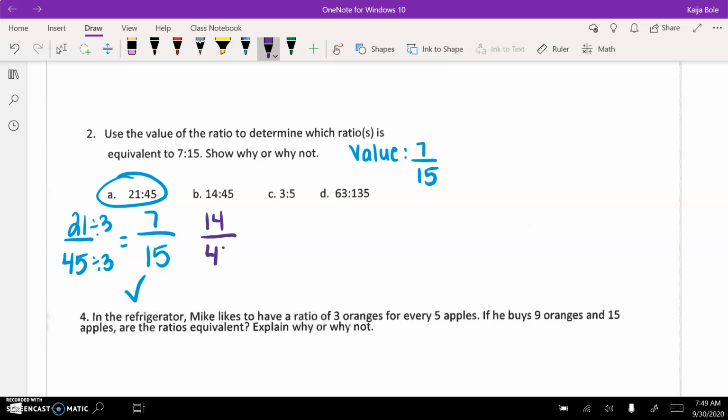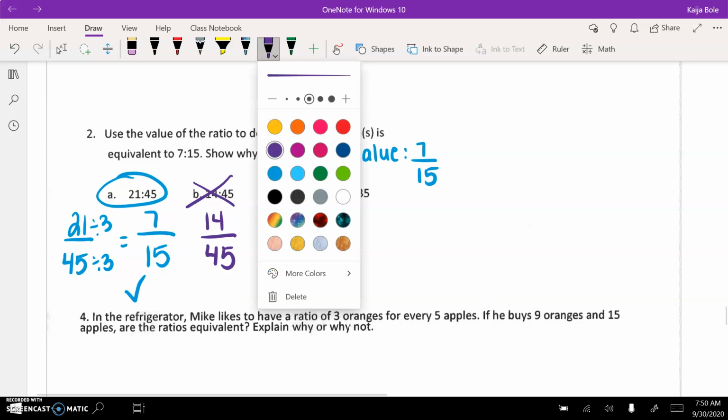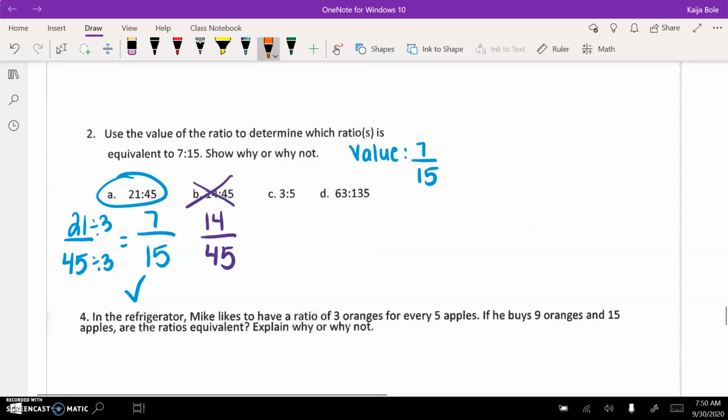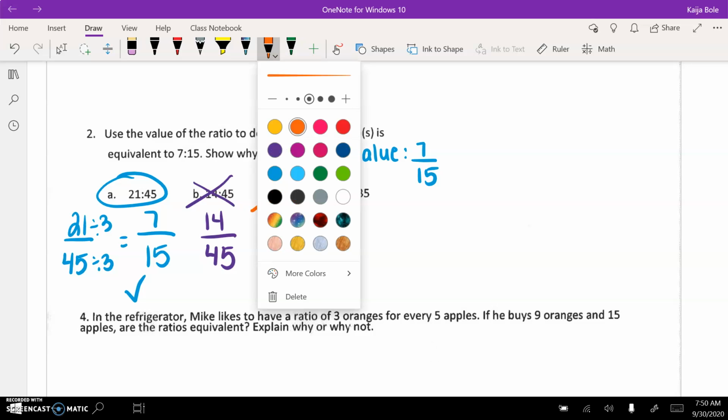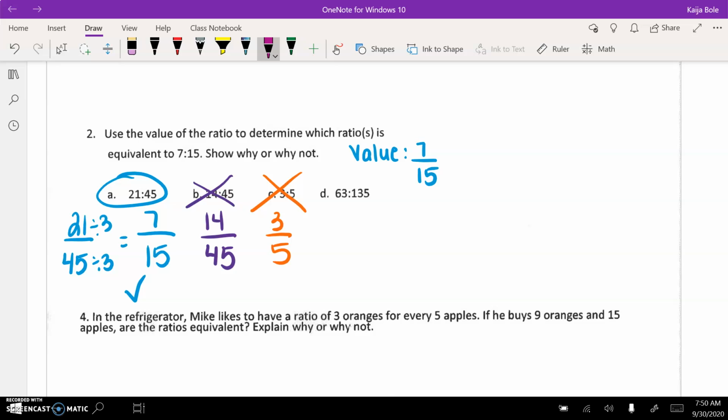Now the next one, 14 over 45. I cannot simplify this down, so this would be a no. That's the value there. And then 3 to 5. Well, 3 to 5, I cannot simplify down anymore. That does not match 7 to 15, so that would also be a no. And then the last one, 63 over 135.